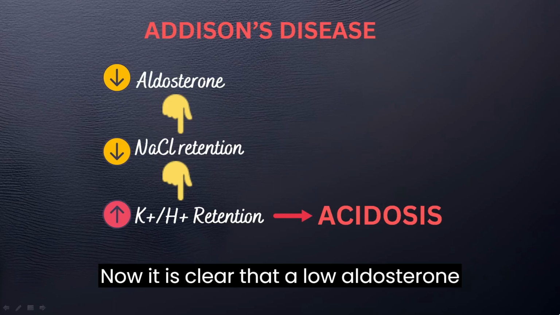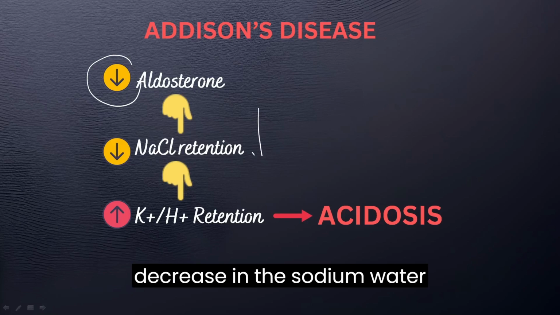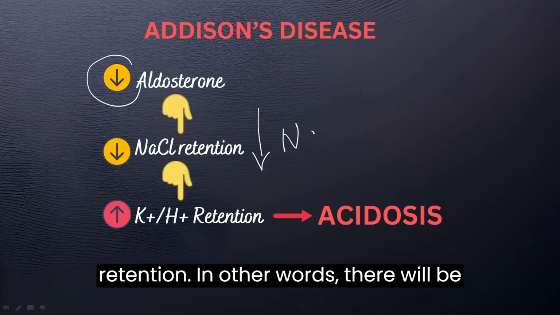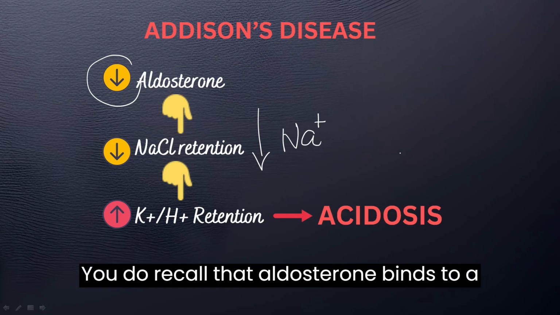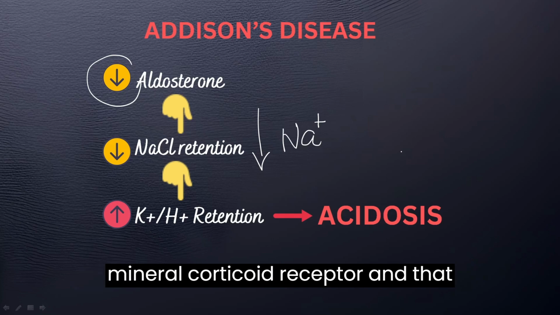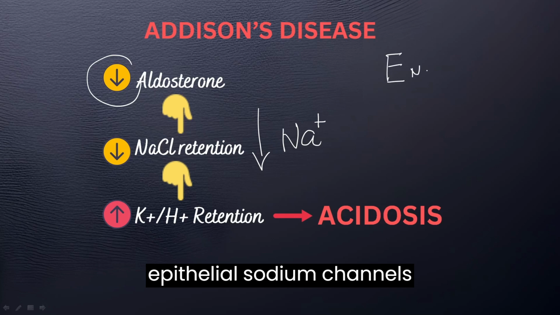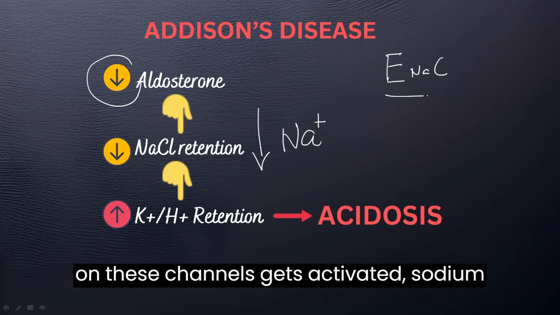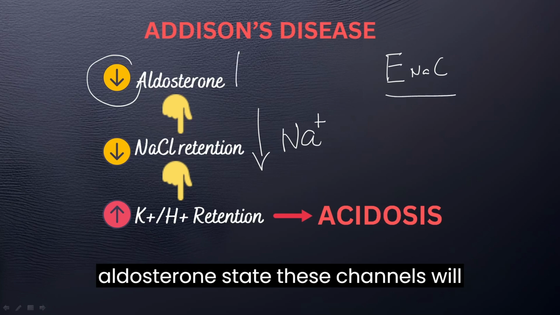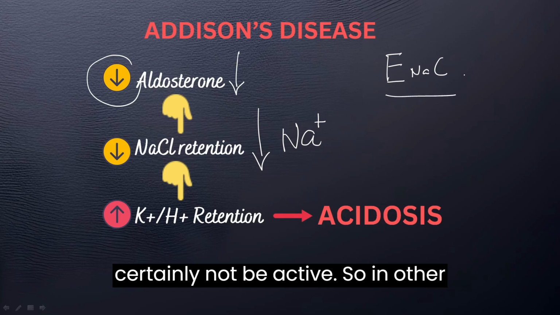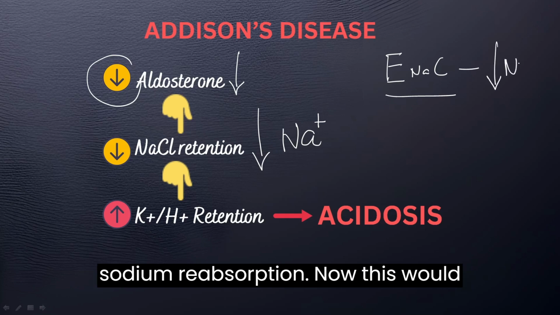Now, it is clear that a low aldosterone state would lead to a decrease in sodium and water retention. In other words, there will be a decrease in sodium reabsorption. You do recall that aldosterone binds to a mineralocorticoid receptor and that activates a gate called epithelial sodium channels. When these channels get activated, sodium is reabsorbed, but in a low aldosterone state, these channels will certainly not be active. So, in other words, there is going to be a decrease in sodium reabsorption.